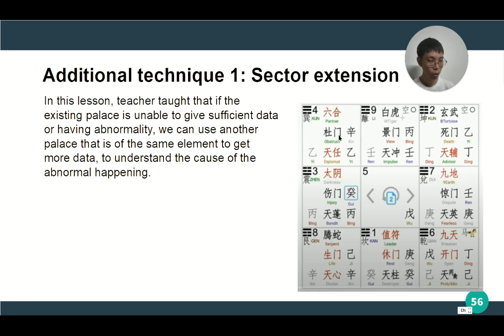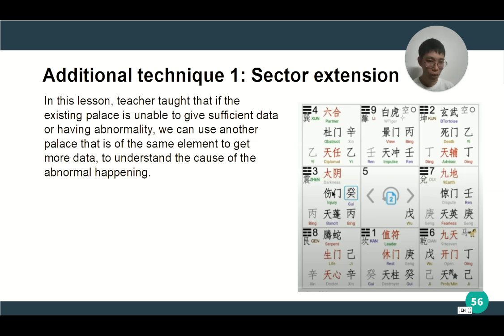Why is the obstruction door in Palace 4? He said that Palace 4 and Palace 3 are both of the same wood element. So we can look at Palace 3 to see why. We can see that for Palace 3 there is Qimen there. Qimen means gambling, and Qimen means so-called unlawful activities.